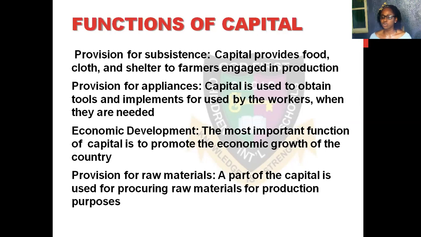Also, economic development. Capital promotes economic growth of a country. Once a country has adequate capital or the necessary implements used for the production of whatever technology they want to engage in, it promotes the economic growth of a country. Provision for raw materials. A part of the capital is used for procuring raw materials for production purpose.